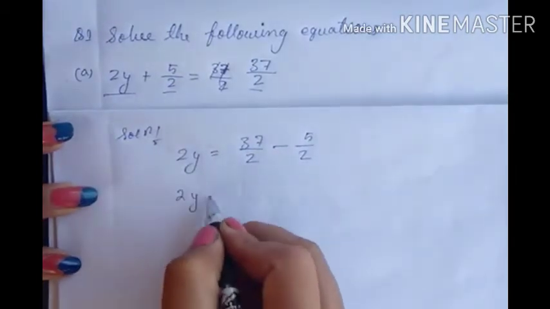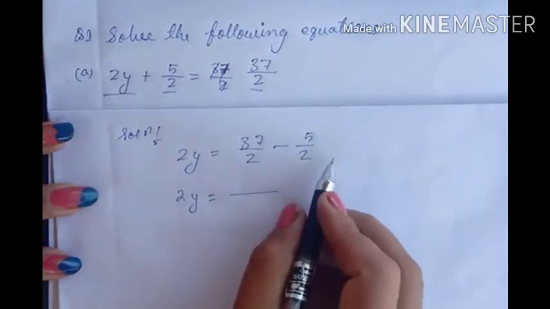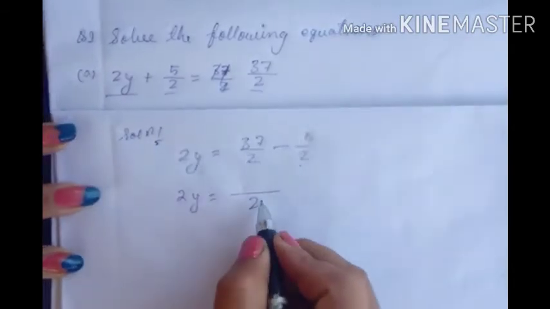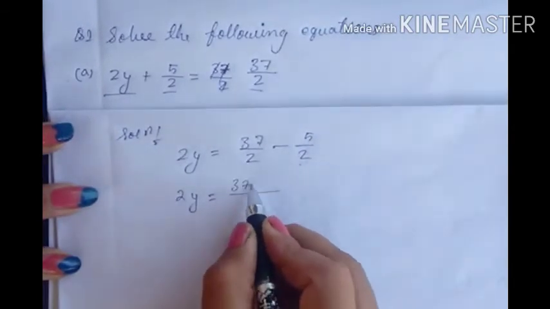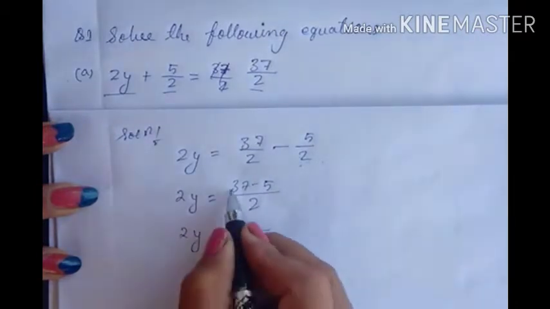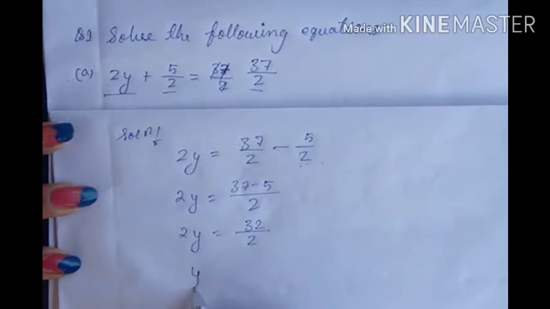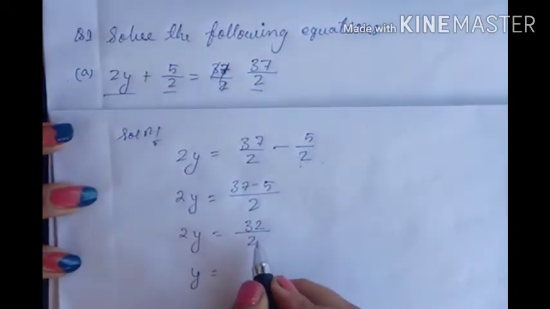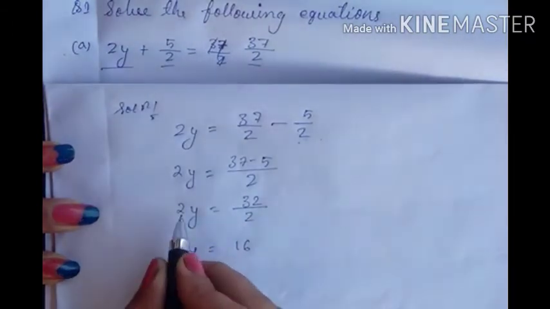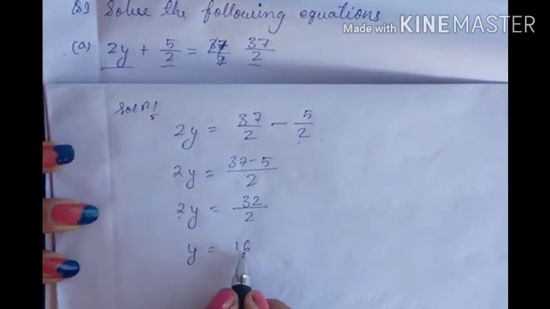Now 2y is equal to, now we know how to solve this, isn't it? Fraction subtraction. Here also 2, here also 2, so the LCM is 2, isn't it? So 37 minus 5. Now 2y is equal to, if you solve 37 minus 5, you will get 32. Now y equal to 32 divide 2, how much you will get? 16, isn't it?